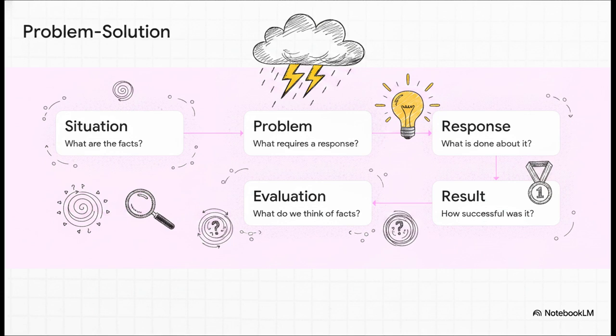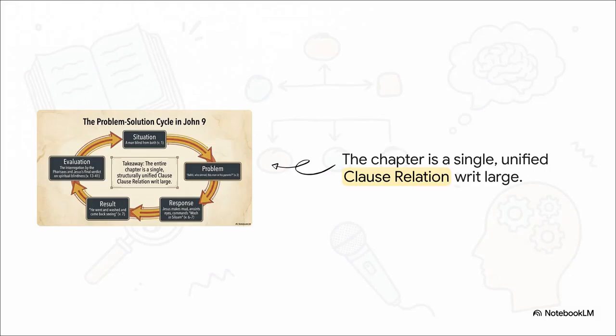We start with a situation, then a problem arises, a response is initiated, a result occurs, and finally an evaluation is made. When a reader encounters a problem in the text, their brain automatically, almost subconsciously, starts looking for the response and the result. Let's move over to John chapter 9 and see how this builds a massive narrative in the story of the man born blind. It maps onto this macro pattern flawlessly.